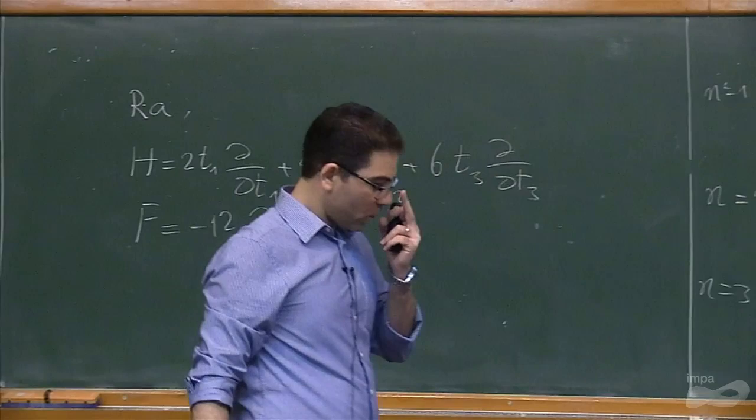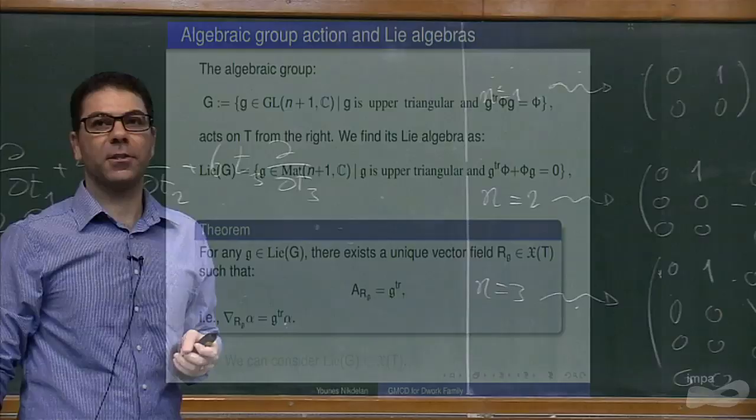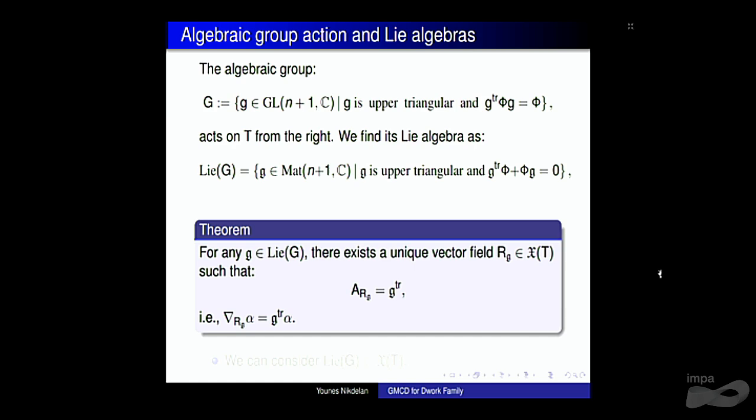And we expected that we can find such a property for the modular vector field that we are finding on the enhanced modular space. So to this end, we are defining here this algebraic group, which is all the upper triangular matrices that satisfy this condition. This phi here is exactly the phi that we defined here. We fixed it here.